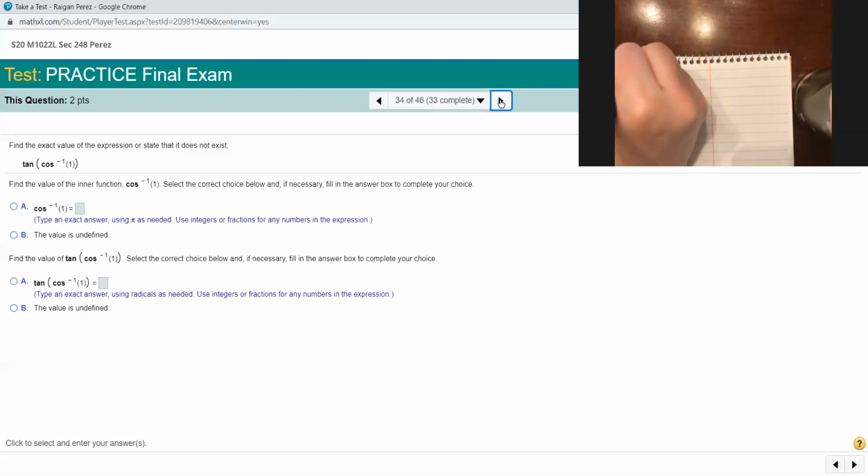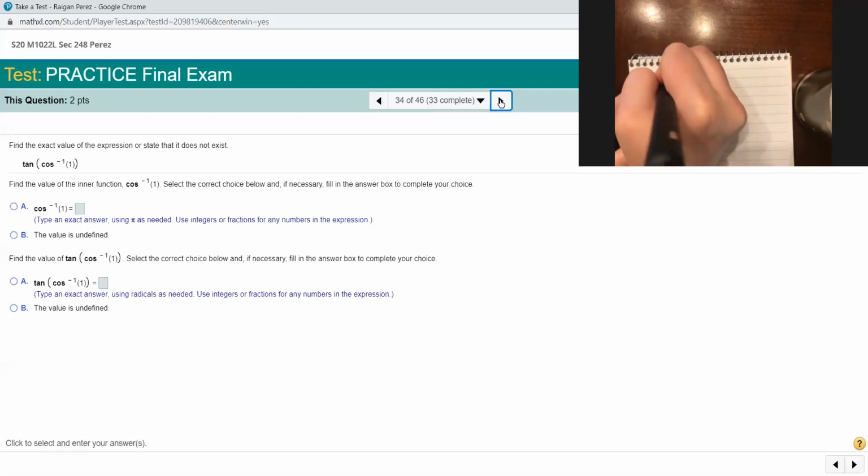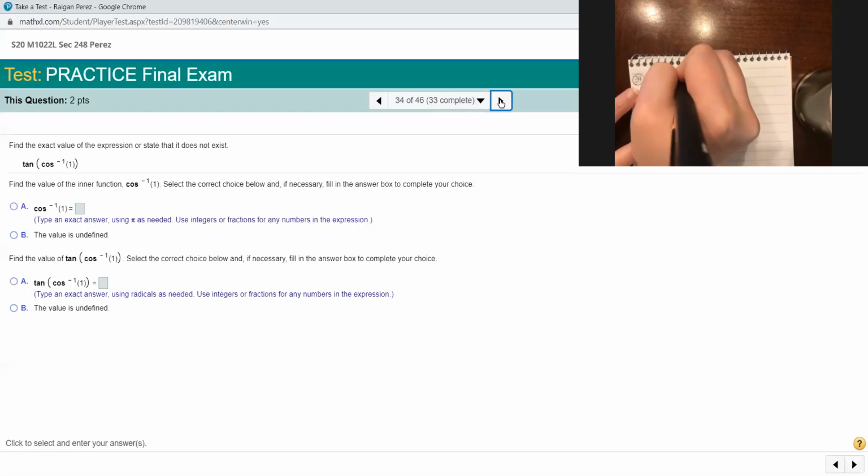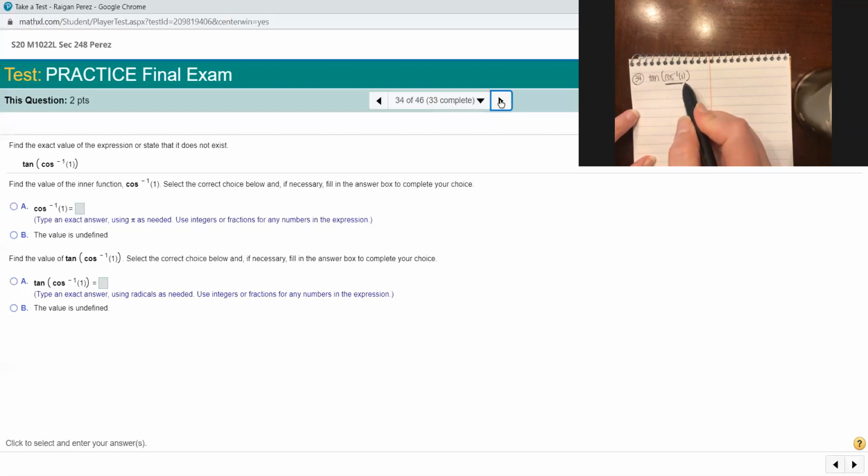Four. Find the exact value or state that it does not exist. So it's asking us to find tangent of cosine inverse of 1. So this is asking you at what angle does cosine equal 1? Cosine is the same thing as x. So where does x equal 1? Right here. That's the angle 0, right? So now basically we're looking for tangent of 0.